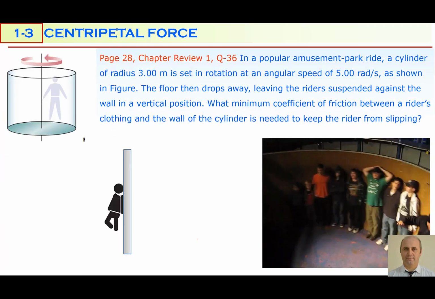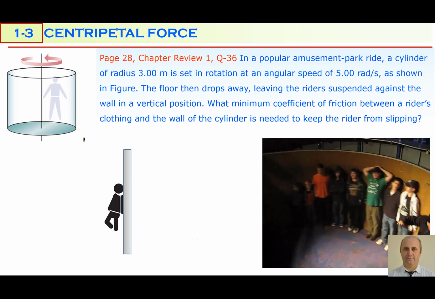And we have one more question, but this question is a bit different from the previous one. In the first two questions we solved, the contact surface was horizontal, and the objects were following a horizontal circle as well. But now, in question number 36, it will be a bit different. In a popular amusement park ride, a cylinder of radius 3 meters is set in rotation at an angular speed of 5 radians per second, as shown in the figure.